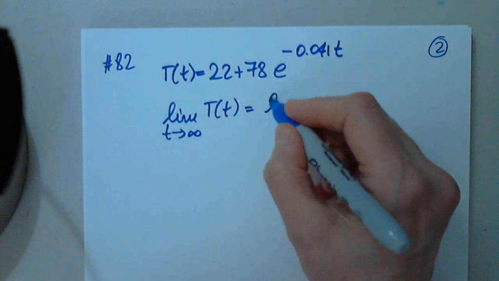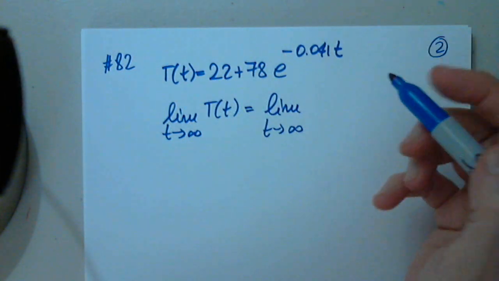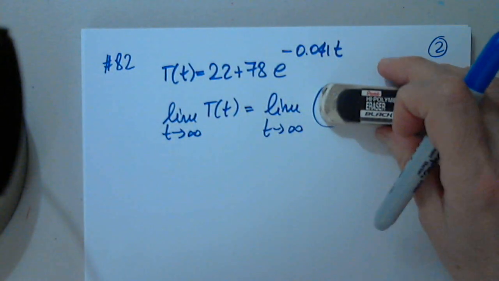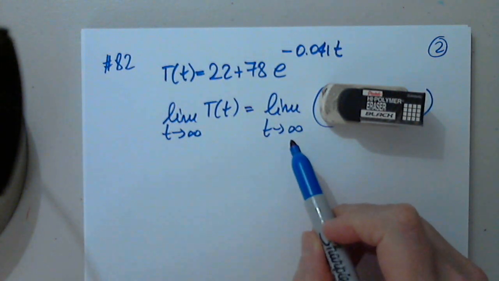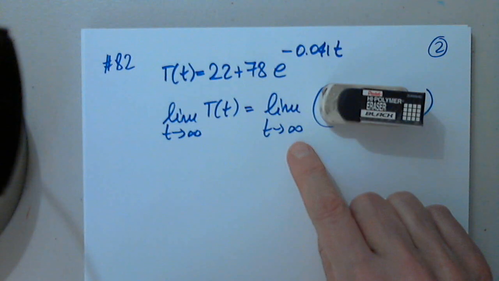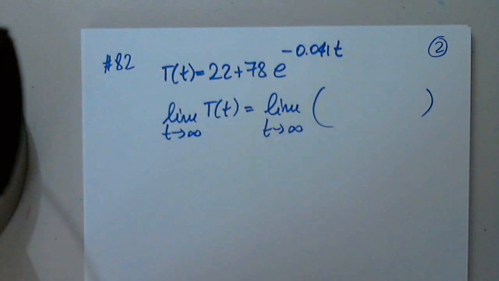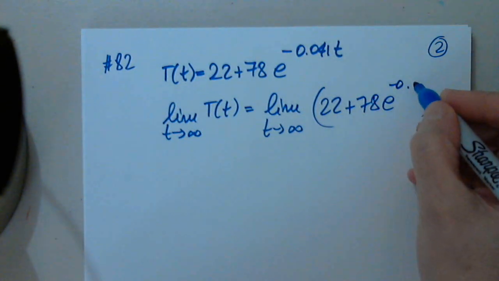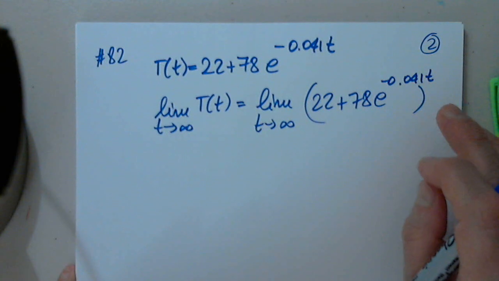As you remember, when we are asked to find the limit of whatever, I have to plug this in. And you can say, well, how do you plug in infinity? Well, I have to think. It's more about thinking, not really plugging it in. So here's my function, 22 plus 78 e to the negative 0.041t. And then I would like to show you something with a calculator.